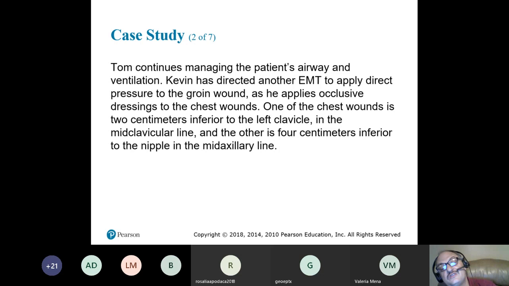So, based on that, tell me, I'm going to withdraw my camera so you guys can tell me. So there's my chest. So tell me where the first injury is.